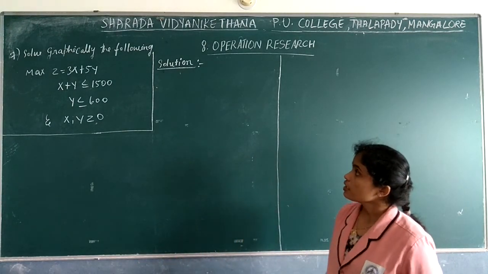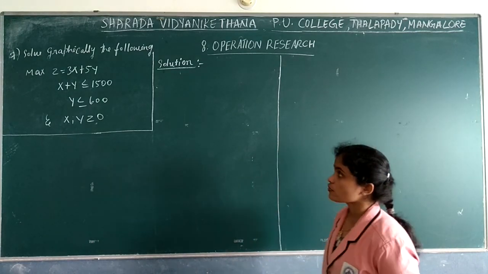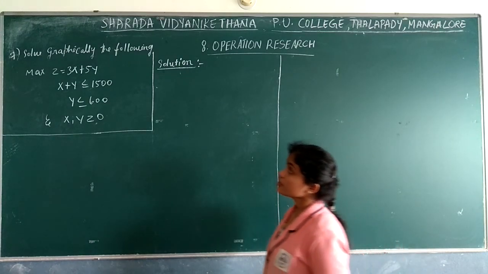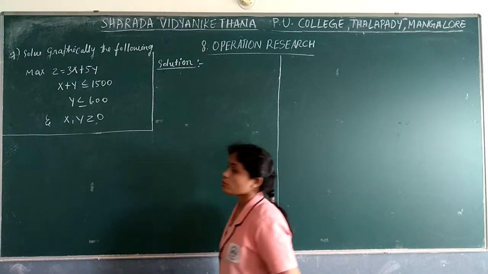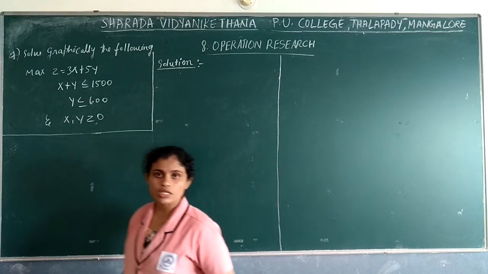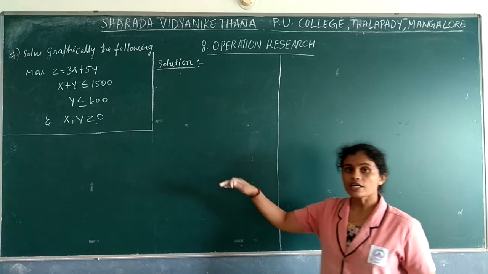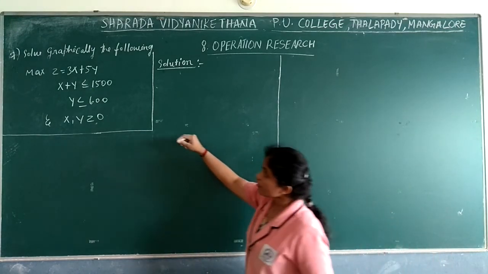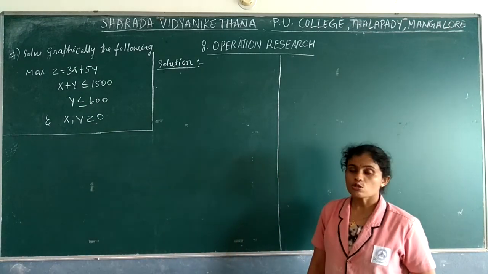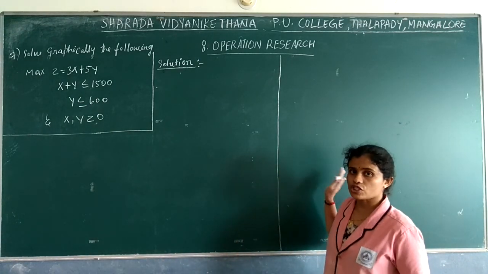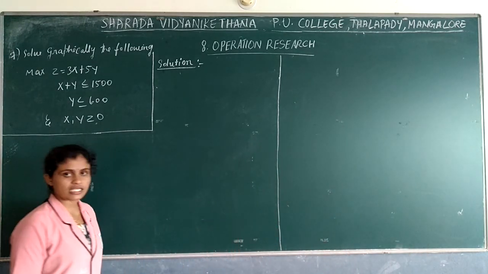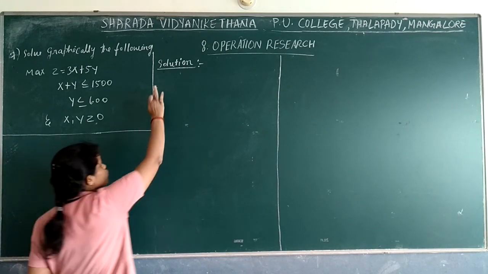See the problem there. Maximize z equal to 3x plus 5y, subject to x plus y greater than or equal to 1500 and y less than or equal to 600. Till now we used to solve problems where we got both variables x and y in both the equations. Here, y has only one variable. So how we need to solve this particular equation and how we need to present it in the graph, we'll see that.